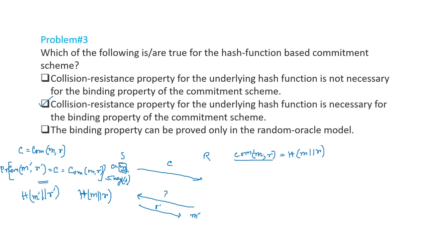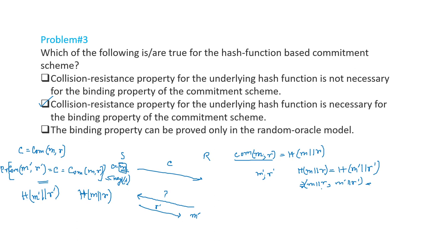Now if we say that the commitment scheme does not satisfy the binding property, that will imply that we can have M dash, R dash such that their commitment leads to the same value, which in turn implies that H of M concatenated with R is equal to H of M dash concatenated with R dash. This implies a colliding pair for the hash function H, right? But we already know that the hash function is collision resistant. That is why we say that the binding property of the commitment scheme is satisfied.